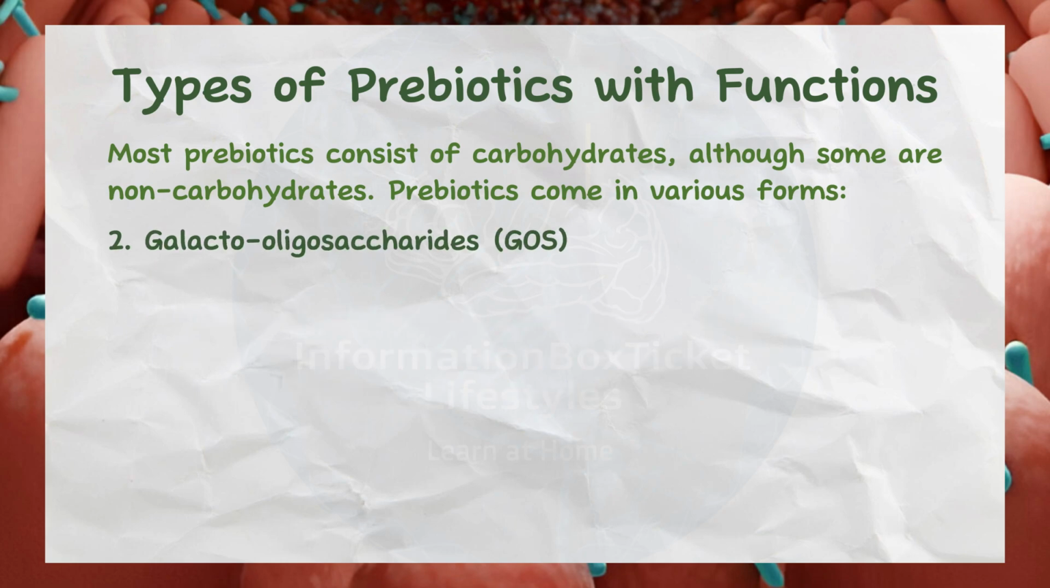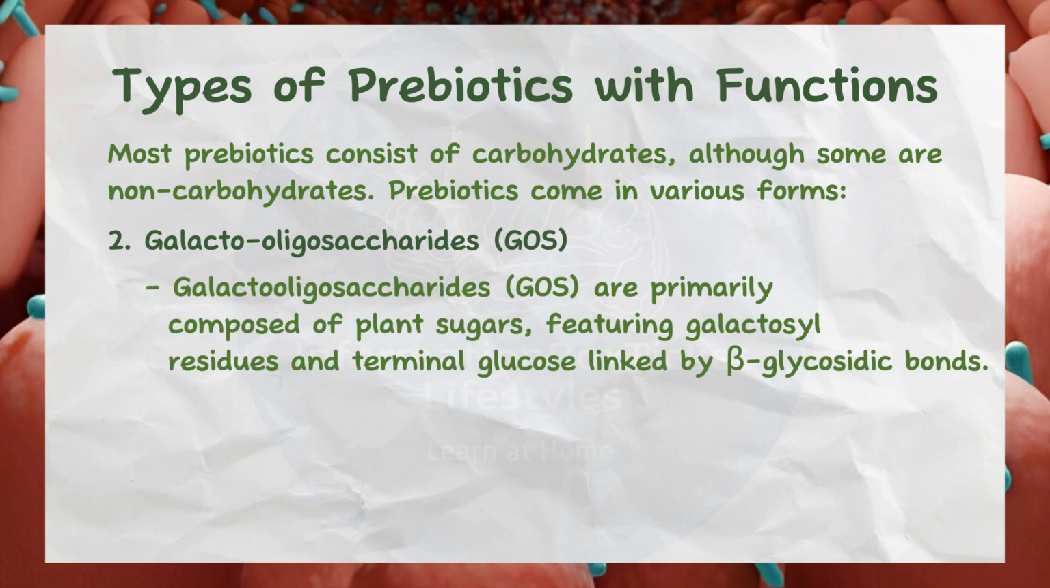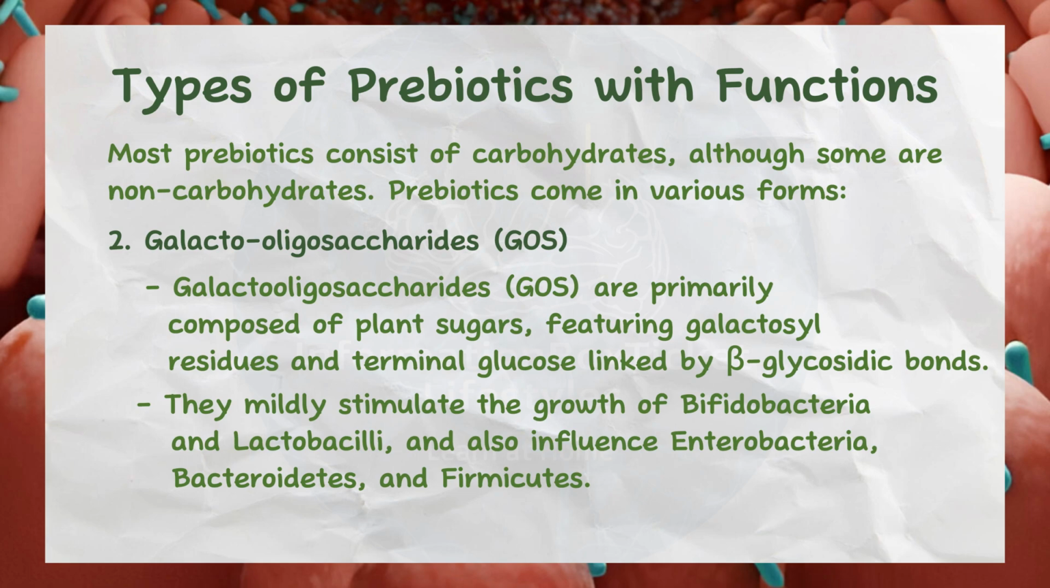2. Galacto-oligosaccharides, GOS. Galacto-oligosaccharides, GOS, are primarily composed of plant sugars, featuring galactosyl residues and terminal glucose linked by beta-glycosidic bonds. They mildly stimulate the growth of bifidobacteria and lactobacilli, and also influence enterobacteria, Bacteroidetes, and Firmicutes.